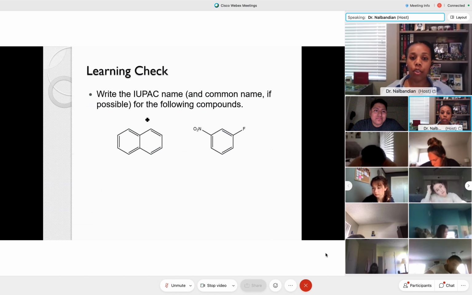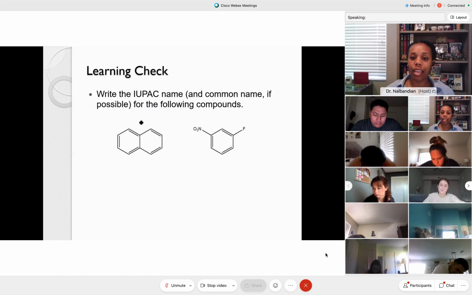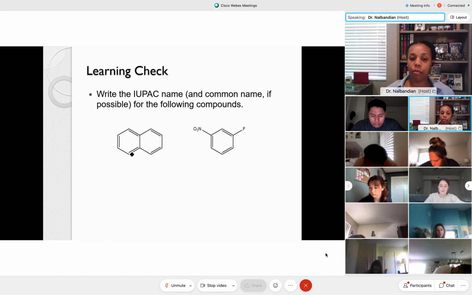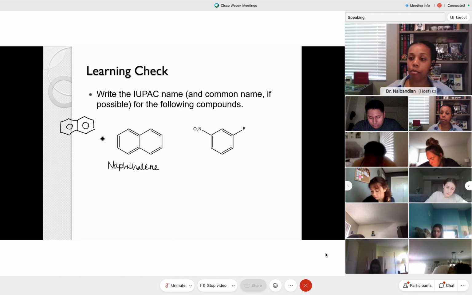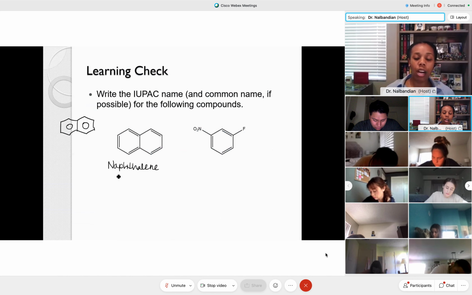All right, so for this first problem, we want to write the IUPAC name and any common name for the compound. Two benzene rings fused together, you just have to recognize that as naphthalene. And you know that you could draw it like this, where you have the circle in there. That's fine for both of those. All right, there's no common name for that. That's just called naphthalene. So that's the IUPAC name for that.